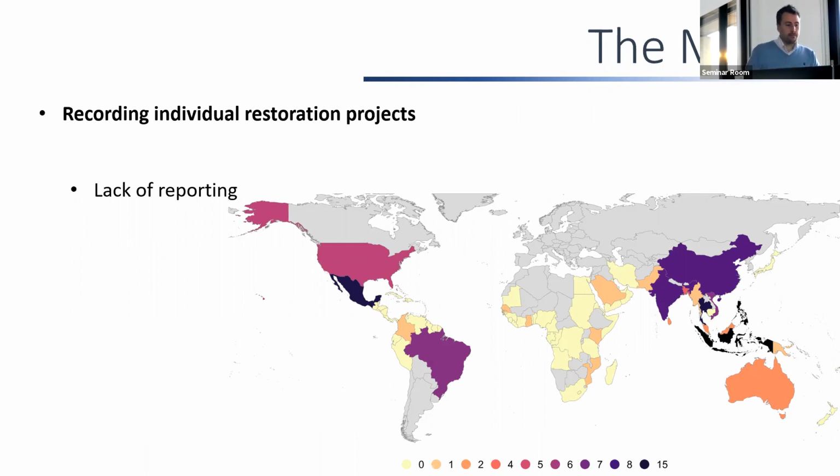There's a general lack of reporting, and many mangrove restoration projects do not report the results. And it seems likely that projects that fail to report their results are often ones that have been unsuccessful, so the restoration community loses a valuable opportunity to learn from past mistakes.